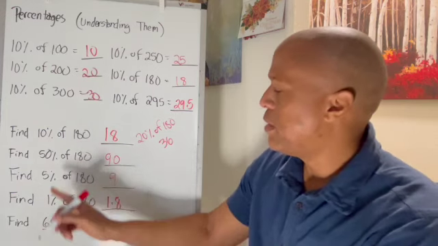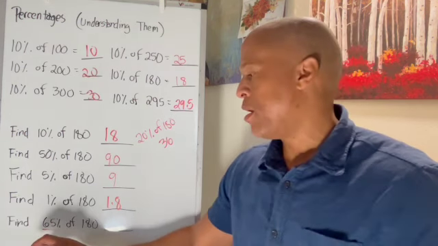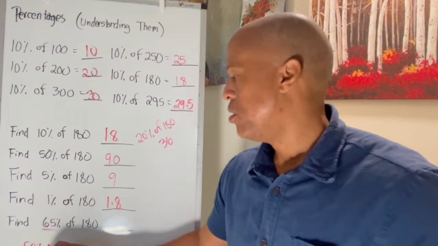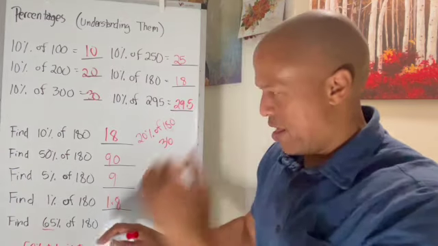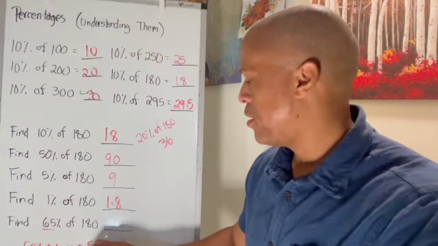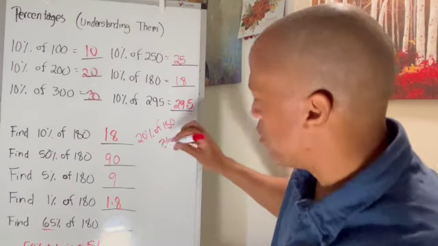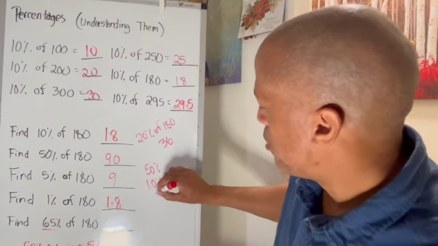So if I take 65%, I can think that 65% is made up of 50% plus 10% plus 5%. And it just occurred to me right now, you might not be able to see that. I'm going to rewrite it over here. It's going to be the 50% plus 10% plus 5%.